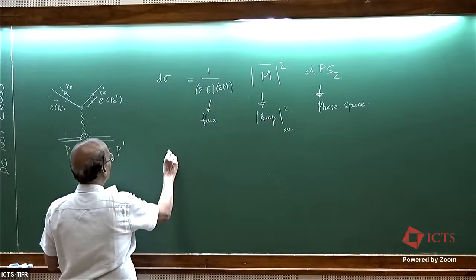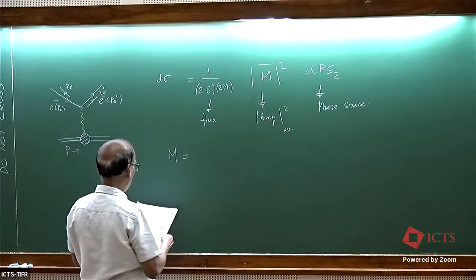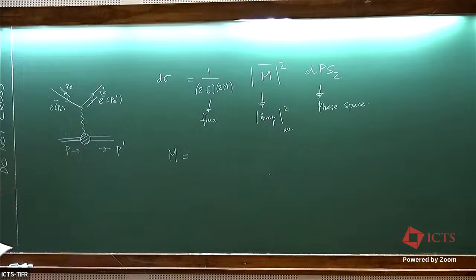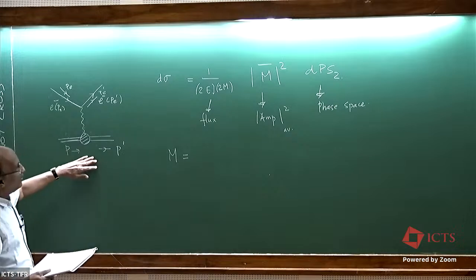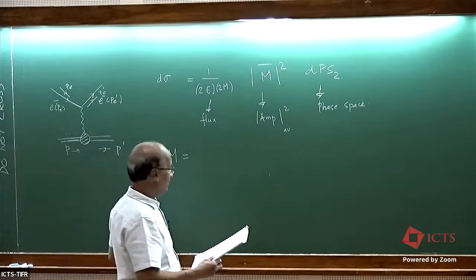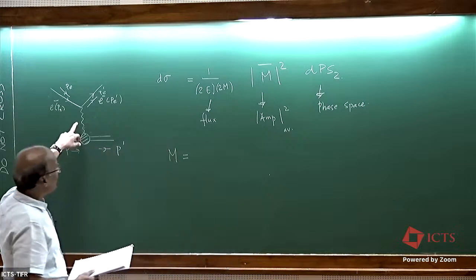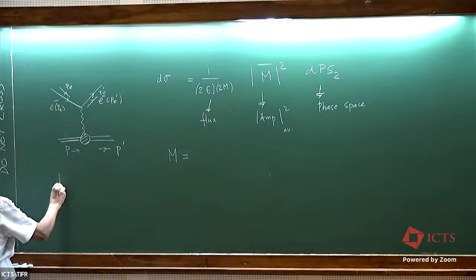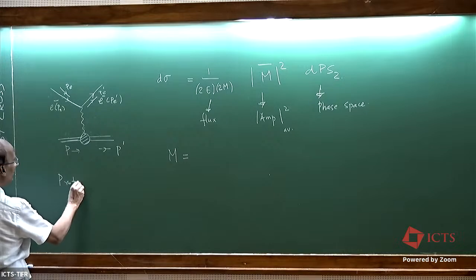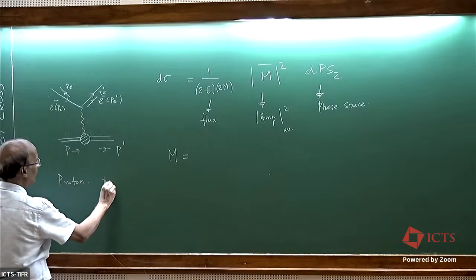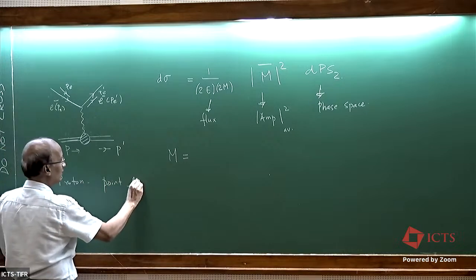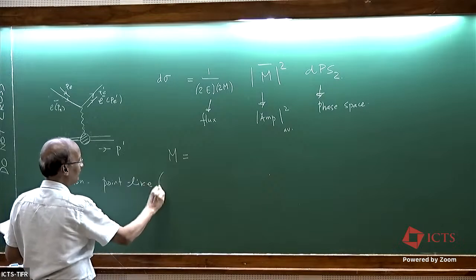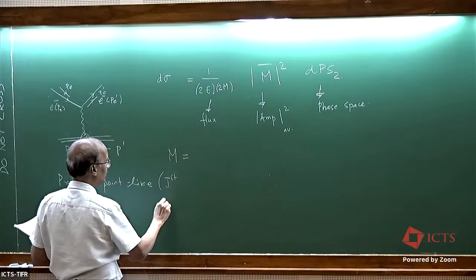So the amplitude for this process, if you use simple quantum field theory, you can write down very easily. I'm going to assume that this proton is point-like. This is just an approximation that I make, a first approximation.